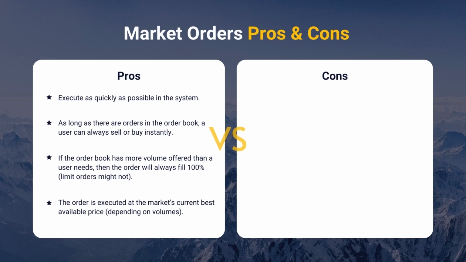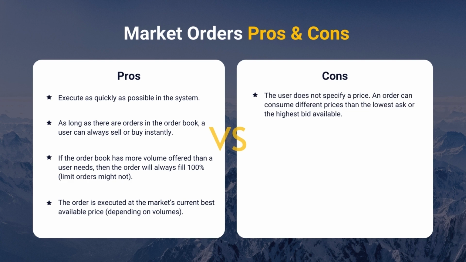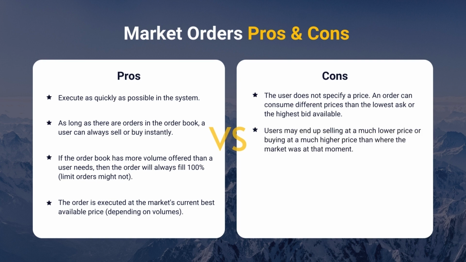Limit orders might not. The order is executed at the market's current best available price, depending on volumes. The drawbacks to using a market order are also important to consider. The user does not specify a price. An order can consume different prices than the lowest ask or the highest bid available. Users may end up selling at a much lower price or buying at a much higher price than where the market was at that moment.